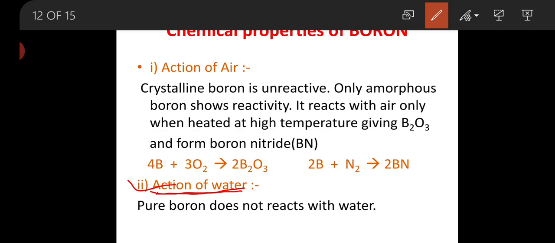Here, as just explained in the physical as well as the general properties, pure boron, that is solid boron, is non-reactive with water. So there is no action of water on boron here.